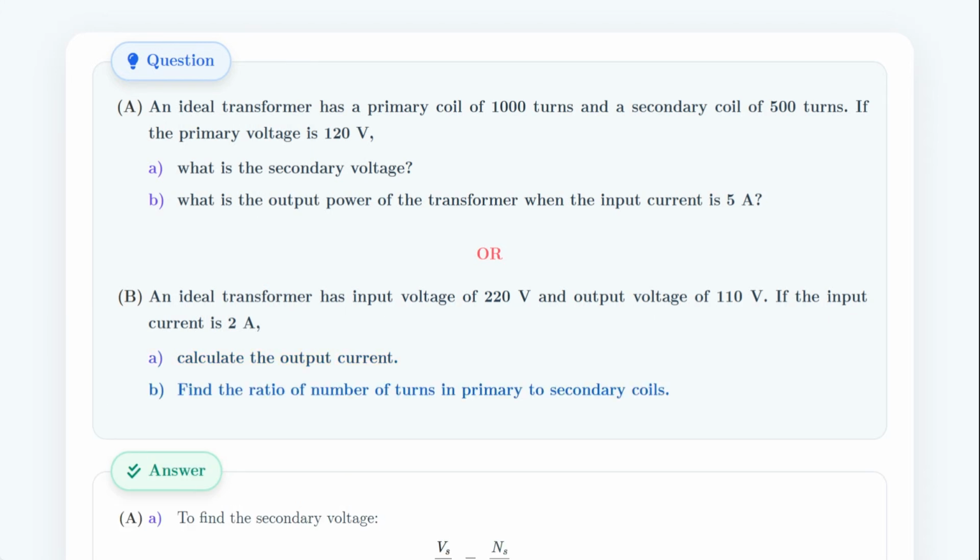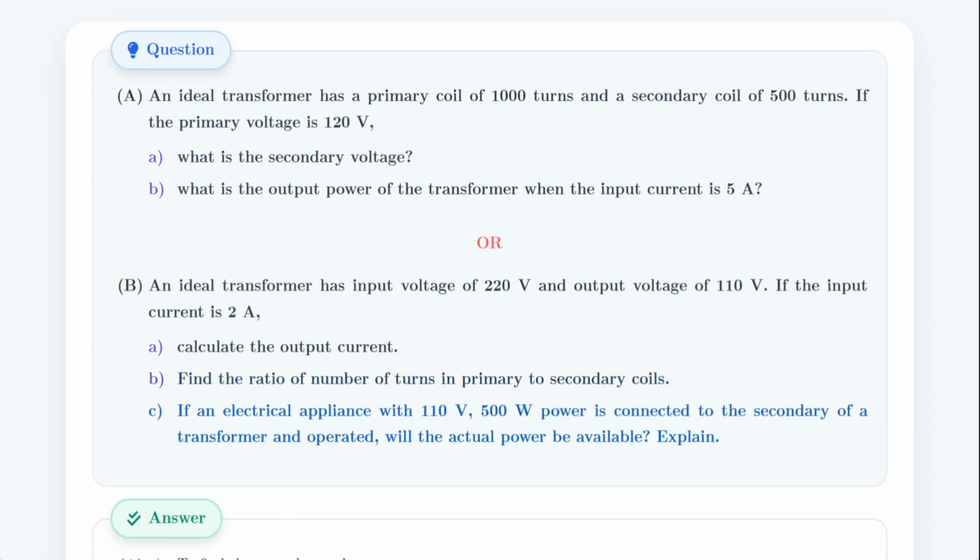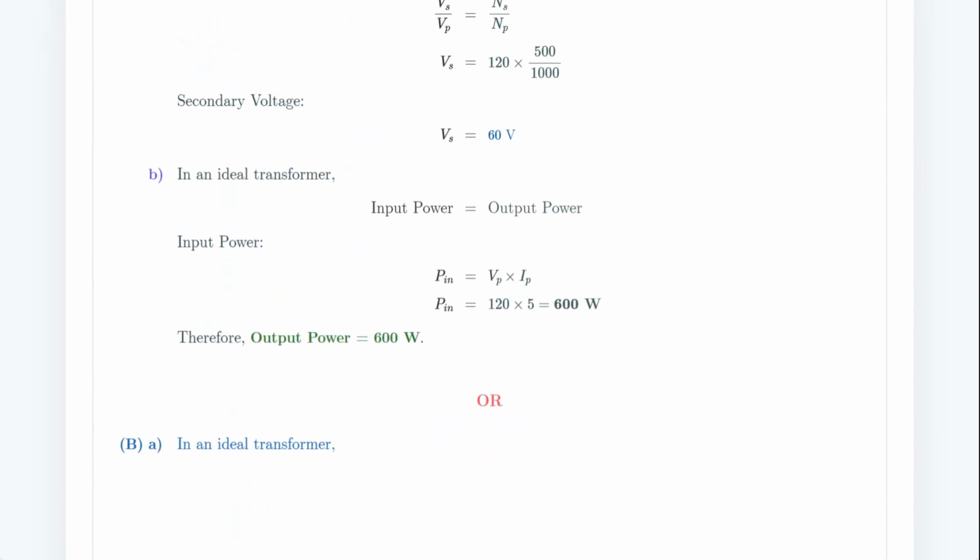Let's move to part B. We need to find the ratio of the number of turns in the primary to the secondary coils. Finally, the most interesting part, part C. If an electrical appliance with 110 volts and 500 watts power is connected to the secondary of this transformer, will it get its required power? Explain your reasoning. Let's look at the solution.